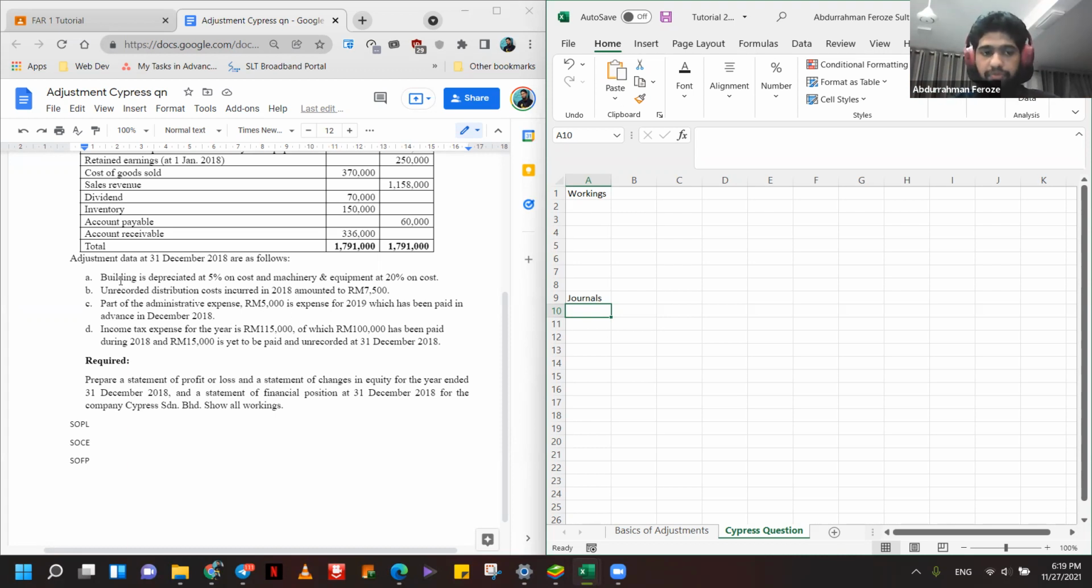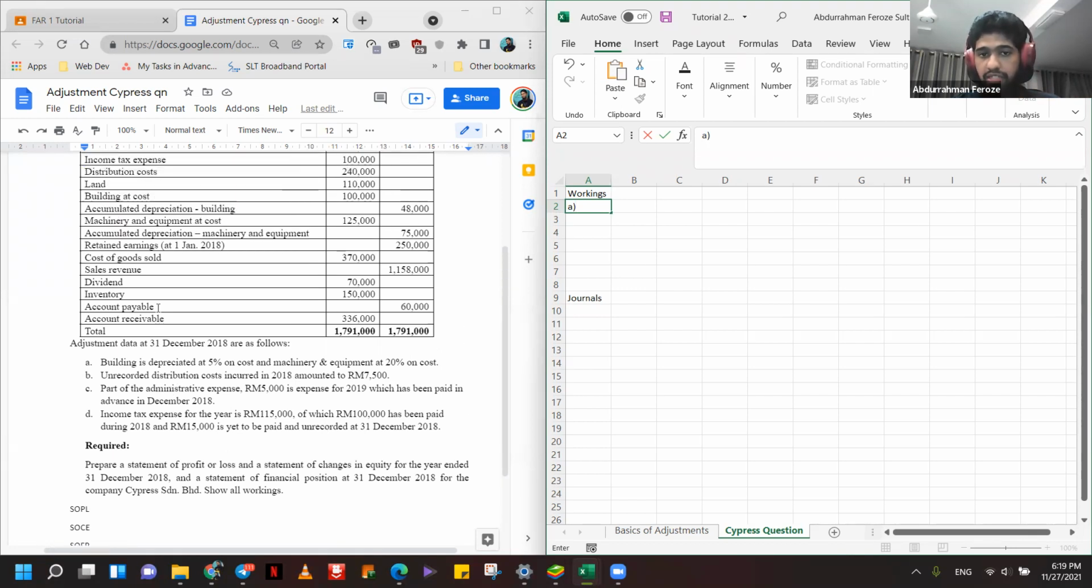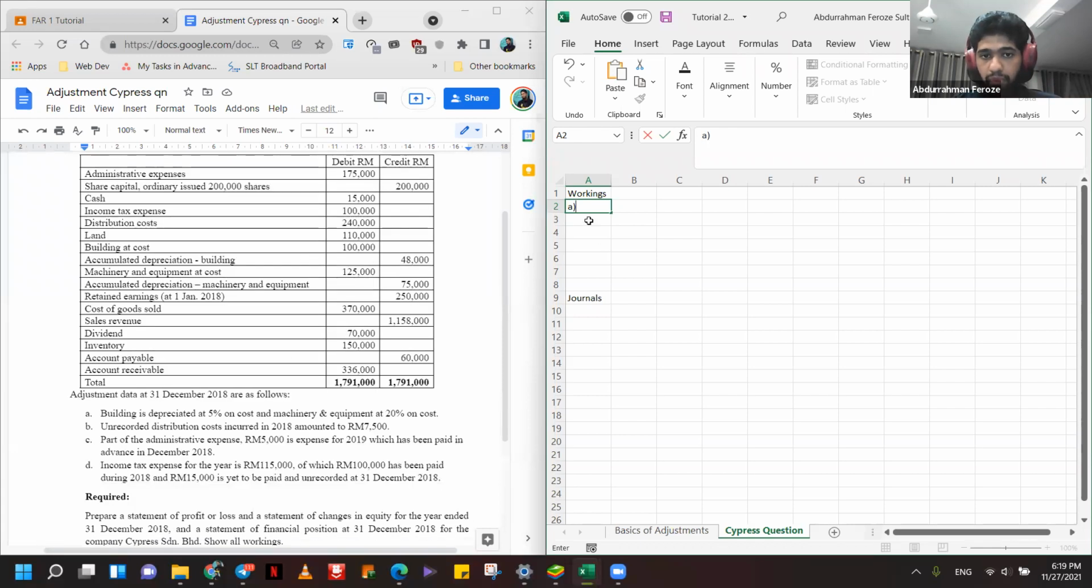Okay. So for working, we have part A. Part A is the building is depreciated at 5% on cost, and machinery and equipment are depreciated at 20% on cost. So that is part A. The building on cost is 100,000, right? So, depreciation on the building, how much would it be? It would be 5% of 100,000, right? That is how much? 5,000?